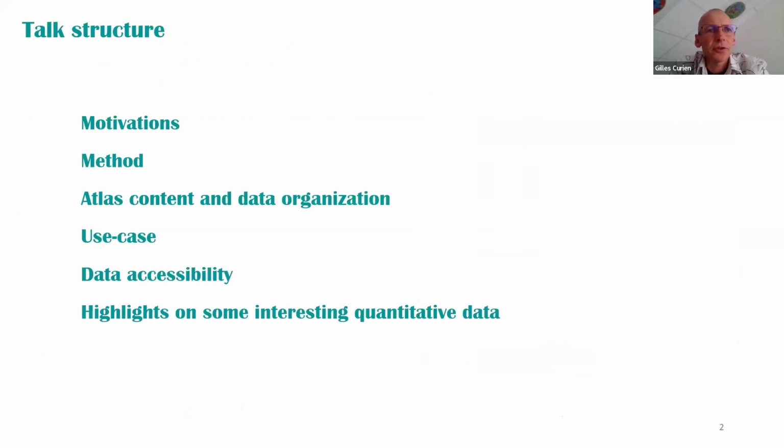So the talk structure: we will start with more details on the motivations, the method we used, the atlas content, and the organization of the data. It will be kind of a tutorial, a way to present data that is different from the paper and maybe more convenient for you. I will follow with the use case, some words on data accessibility, beside what is available in the manuscript. And I will finish with highlights of some potentially interesting quantitative data. It's a bit like when you are in a dark room and you develop your photo: what you have at the end is always interesting when you have integrated all the information.